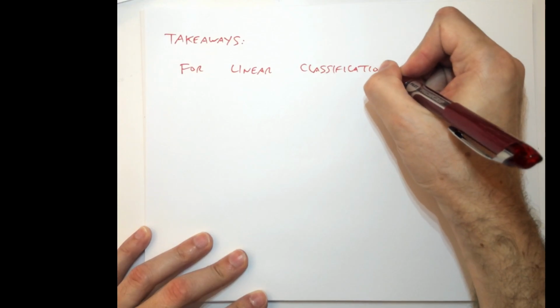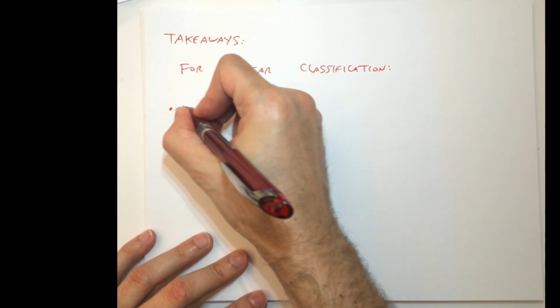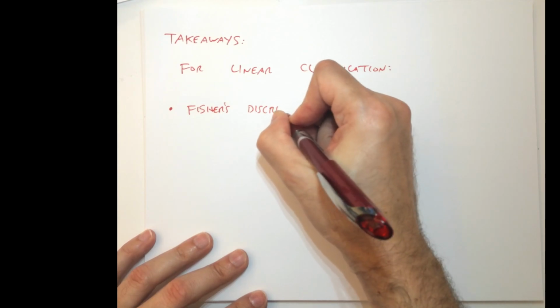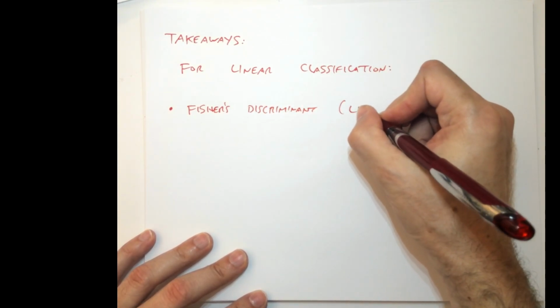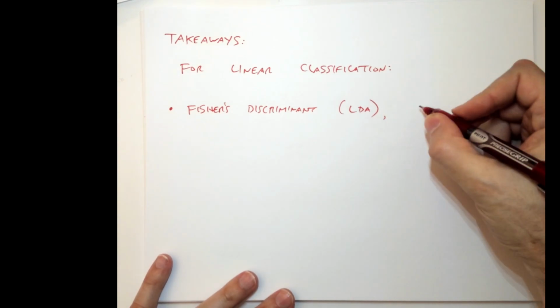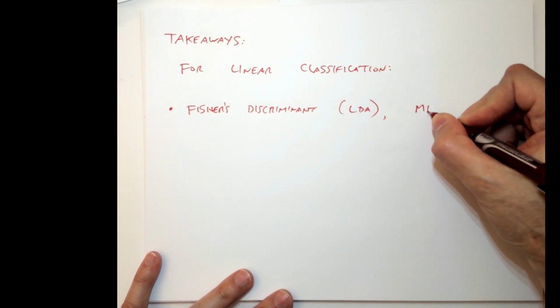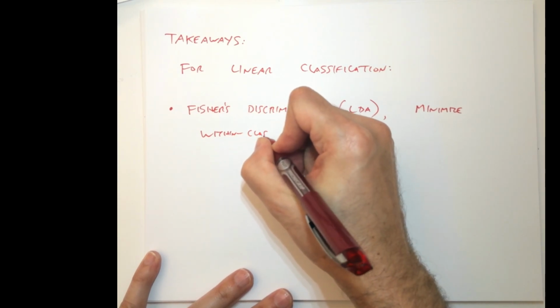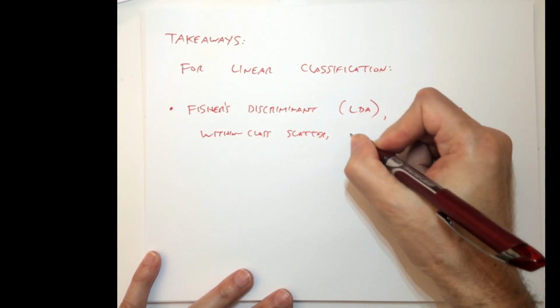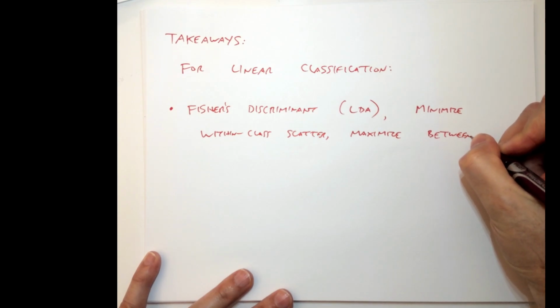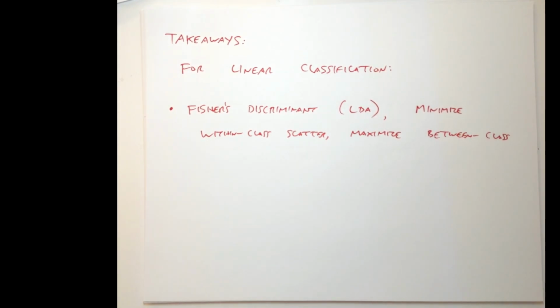For linear classification, I have a bunch of options. I have Fisher's discriminant, which is basically what's called LDA. That's assuming that the classes are Gaussian and trying to minimize the within-class scatter and maximize the between-class scatter. I'm trying to find a projection such that the classes are as well separated as possible.